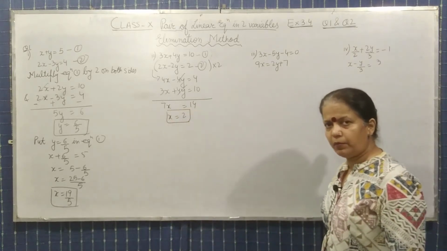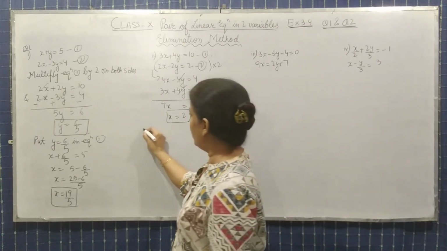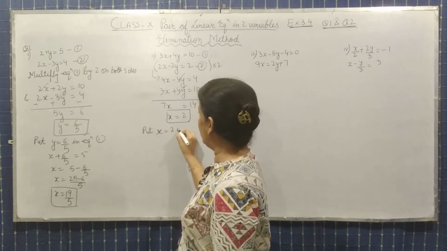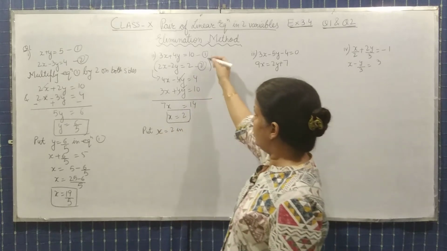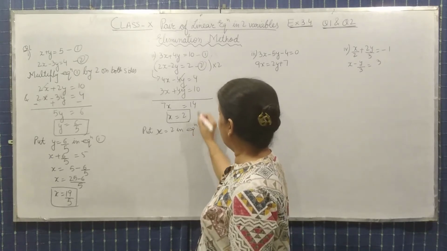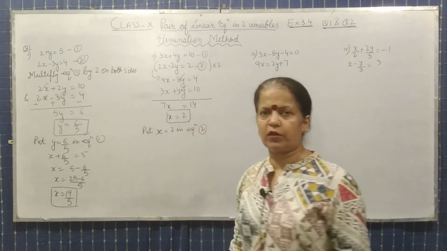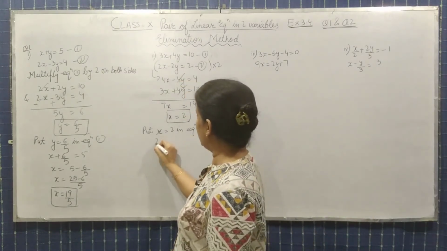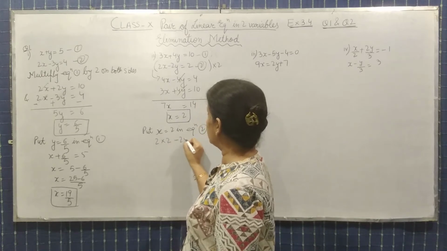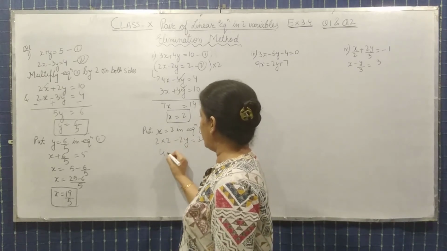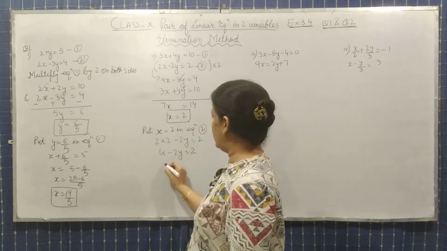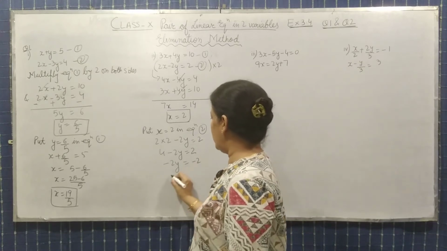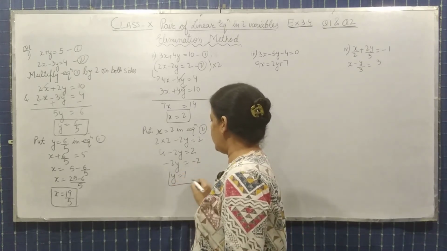So what should be the next step? Put the value of x equal to 2 in either of the equation. In equation 2, किसी में भी आप पुट कर सकते हैं. So if we will put x equal to 2, तो हमारे पास आ गया 2 into 2 minus 2y equal to. So 4 minus 2y equal to 2, minus 2y, shift it, you will get minus 2, so equal 1.